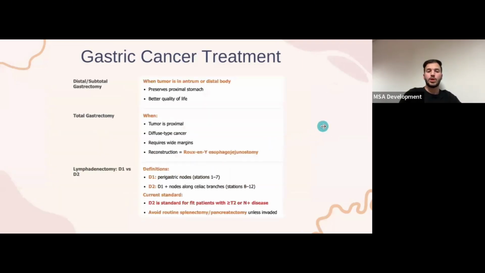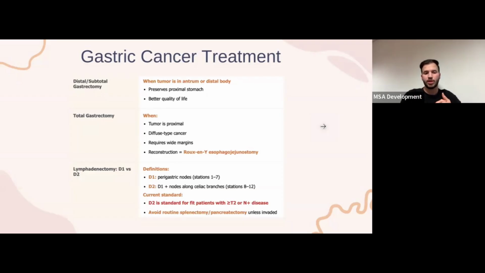Now, we can do distal or subtotal gastrectomy. This is when the tumor is in the antrum or distal body. By this procedure, we can preserve the proximal stomach and have a better quality of life. While the total gastrectomy, we do it when the tumor is proximal, when the tumor is diffuse type, or when it requires a wide margin, and we do reconstruction with the Roux-en-Y esophagojejunostomy. We're going to talk about it, inshallah, in a bit.